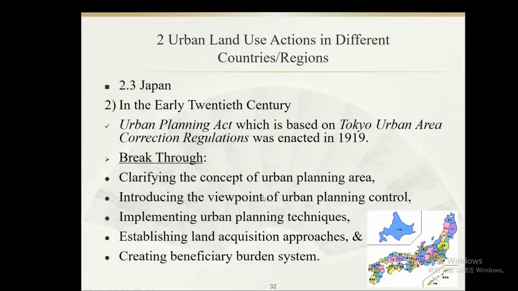In the early 20th century, the Urban Planning Act, which is based on the Tokyo Urban Area Correction Regulations, was enacted in 1919. Here we have five breakthroughs from the Tokyo Urban Area Correction Regulations into the Urban Planning Act. First, clarifying the concept of the urban planning area. If we want to have urban planning, we need to have the border, and this new law has the clearance of the planning like this.